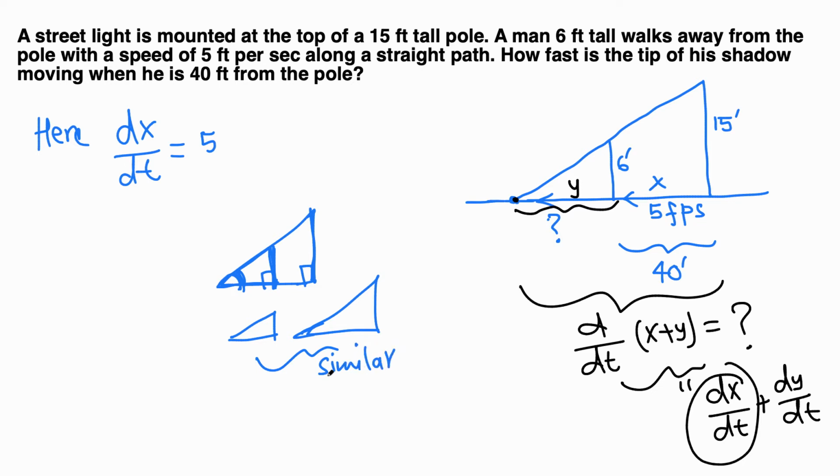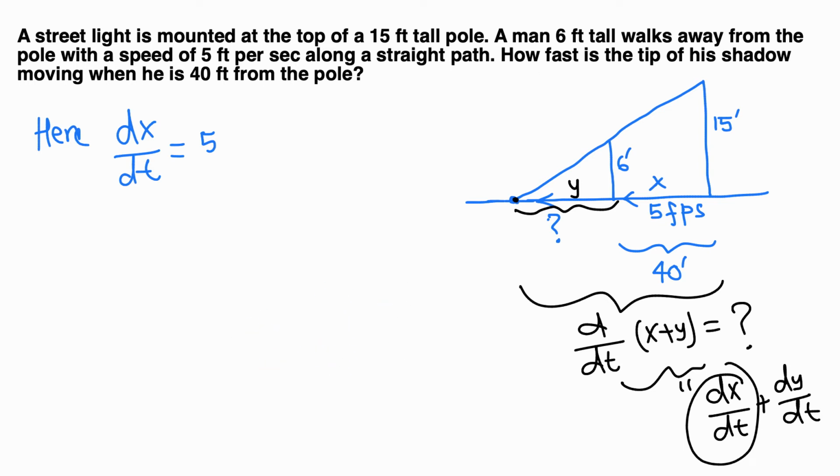Similar means all three angles are equal. In that case, the ratios of the sides are proportional. Okay, the ratios of the sides are equal. So this side over this side is the same as, if it's AB, A over B is equal to C over D, which equals E over F. But we need to make use of 15, 6, x and y. So this is 15 over 6. Let me write that formally here.